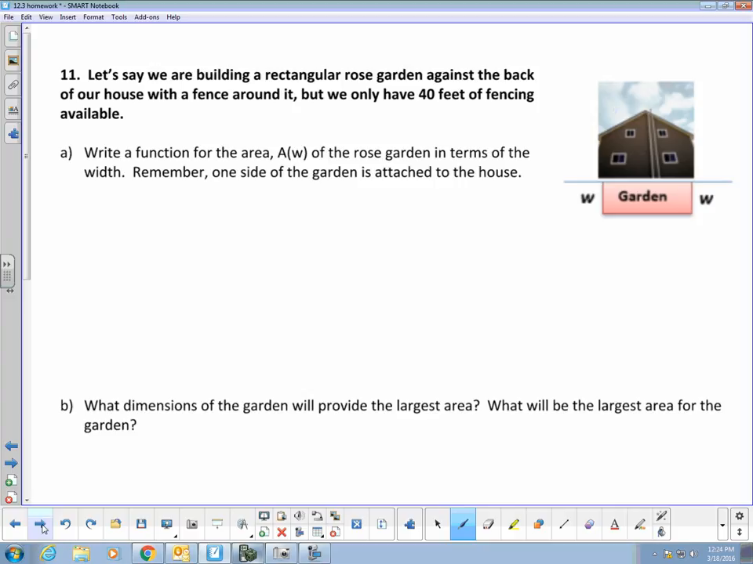So I need to take a look at my leftovers. So I have 40 feet to begin with, and I notice that I have to subtract 2 W's. And all of that is considered my leftovers. So let's undo that. I want to grab this whole thing here.